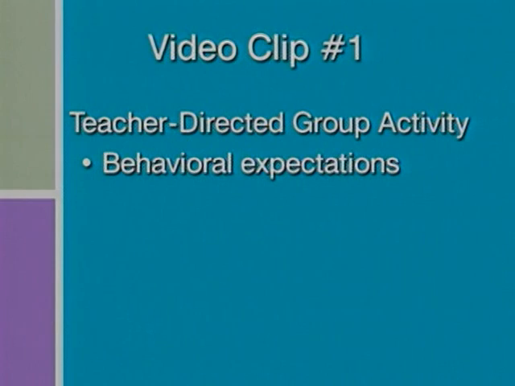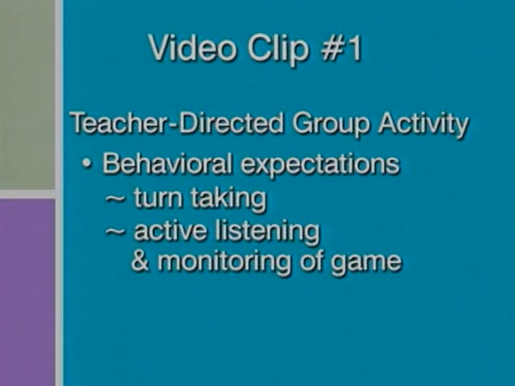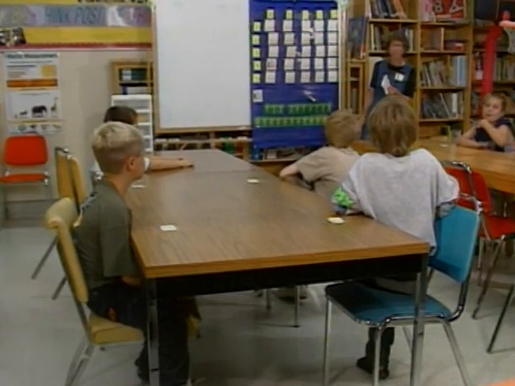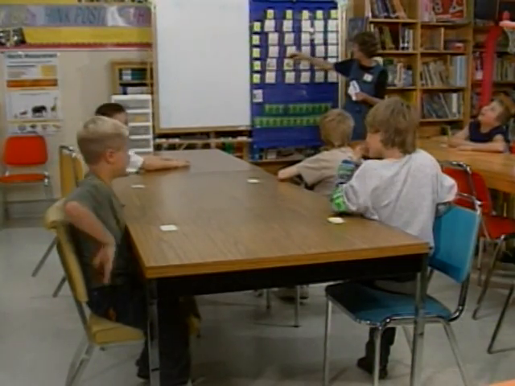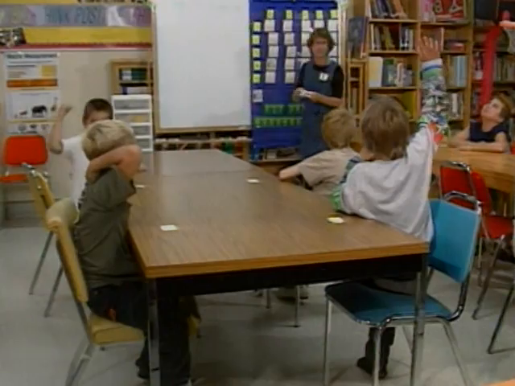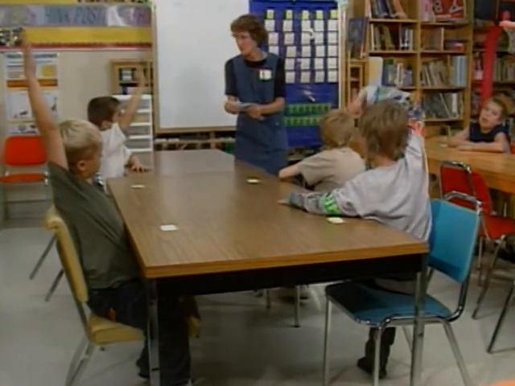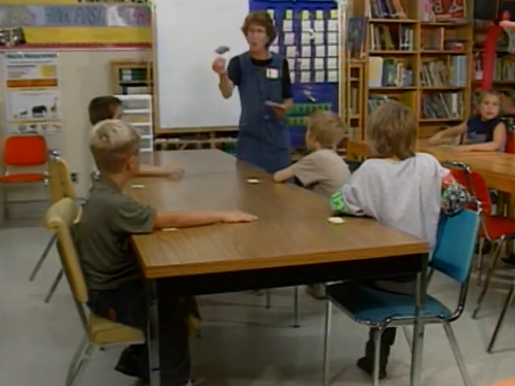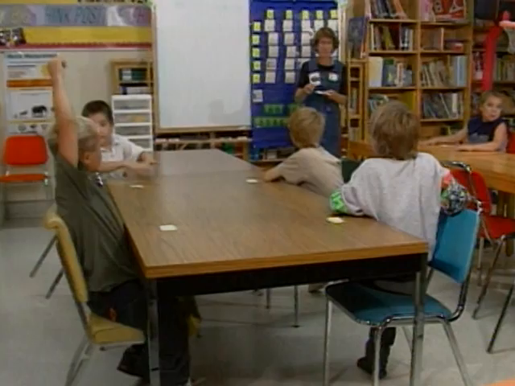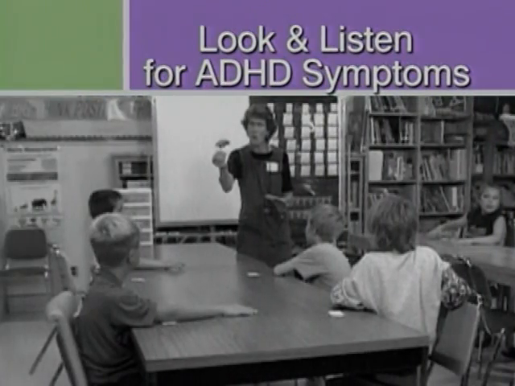The teacher has already explained to the students the behavioral expectations for this activity, which are turn-taking, active listening and monitoring of the game, and remaining seated. In this card-matching activity, turn-taking is regulated by the teacher. The teacher selects one of the students with a raised hand to take a turn. The student gives map coordinates on the wall chart to choose the card which he thinks matches the card in the teacher's hand. Your role is to look and listen for evidence of ADHD symptoms.